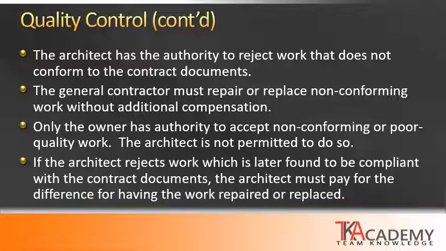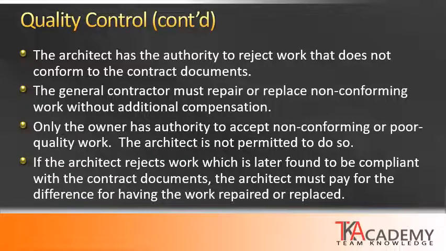Only the owner has the authority to accept non-conforming or poor quality work. The architect or designer of record is not permitted to do so. So the architect has the authority to reject that work on behalf of the owner, but if the owner decides to accept that, they're the only ones who can do that. The architect cannot make that decision, and the owner has the authority to override the architect to accept non-conforming or poor quality work. It should be noted, though, that this is in terms of general quality, and if it affects something in terms of life safety, then the owner does not have the authority to override the authority having jurisdiction.